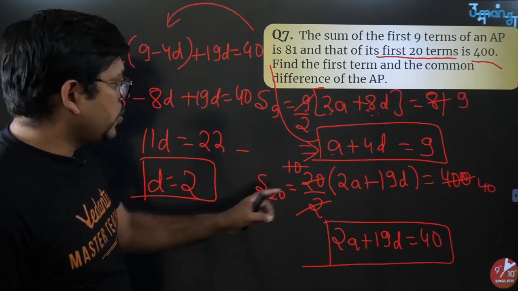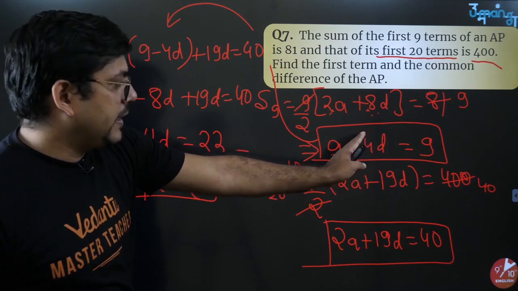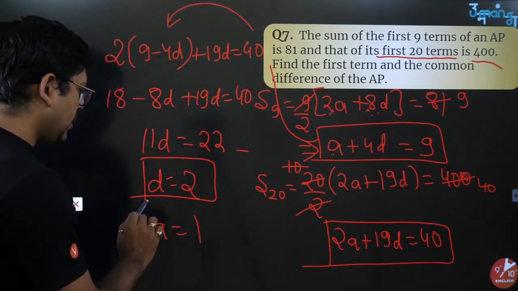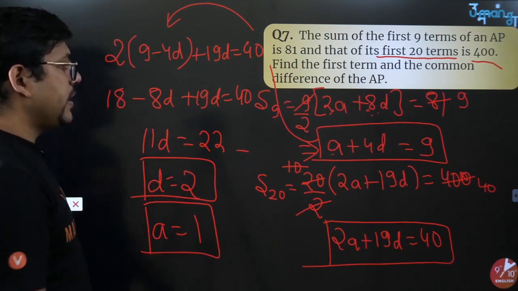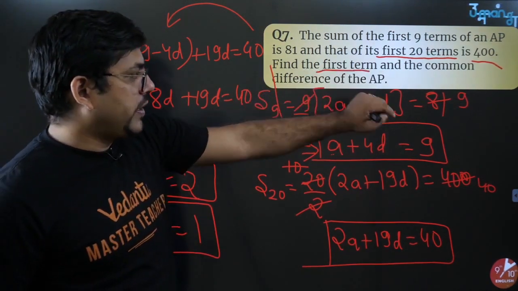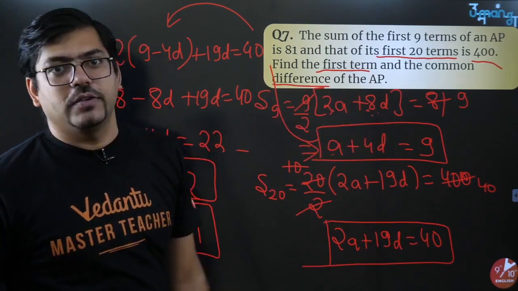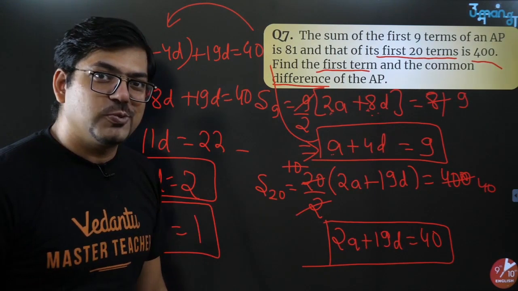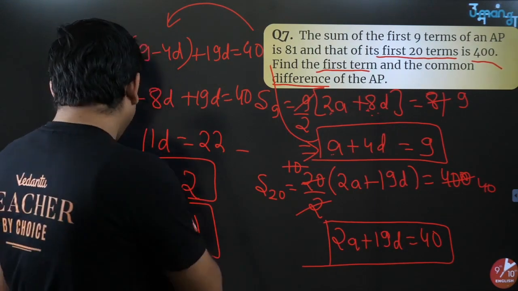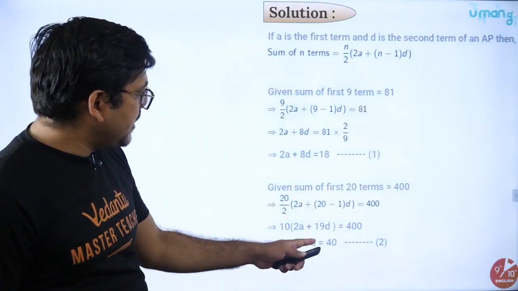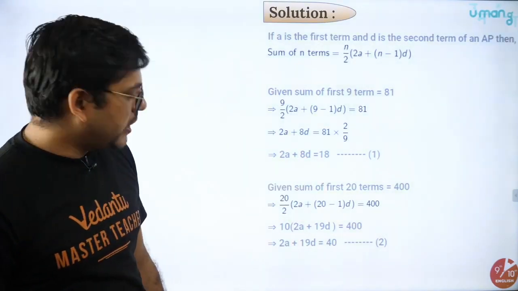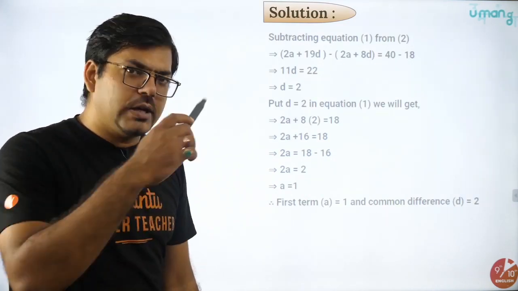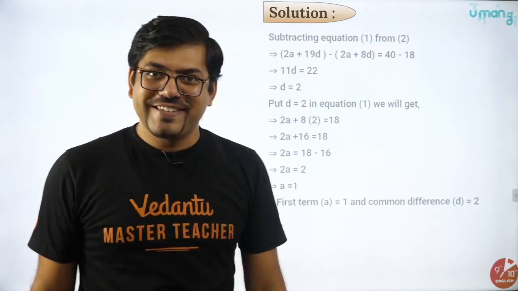Once you got d equals 2, you can put this value here. 4 2s are 8. 8 going that side. 9 minus 8 is 1. So hence you get a equals 1. If you have got a equals 1 and d equals 2, find the first term, we did that, and the common difference, we did that very easily. We got the first term 1 and the common difference 2. Let's check the answer. So the answer looks like 2a plus 19d, same equation, 2a plus 8d equals 18, same equation. Solving it, a equals 1 and d equals 2. Absolutely same. Yeah, we did it, man, we did it.